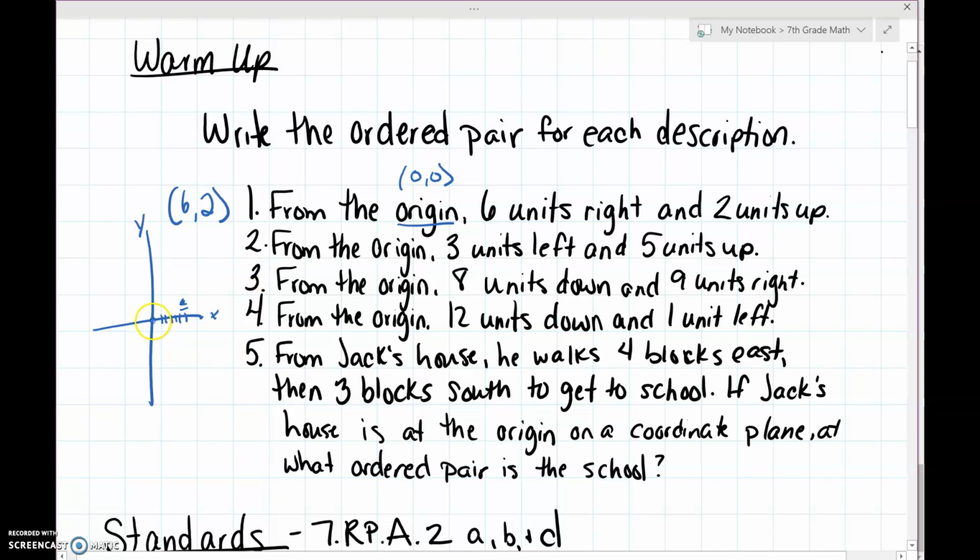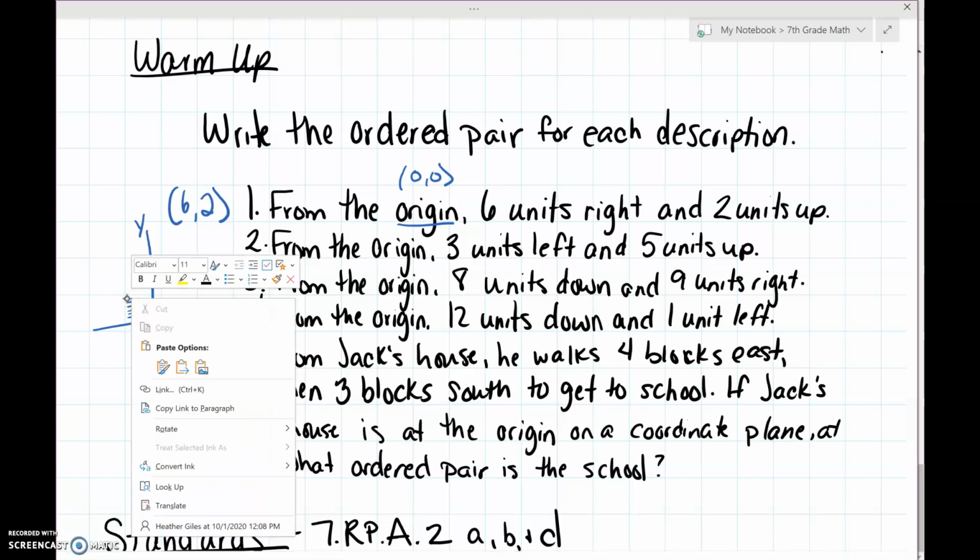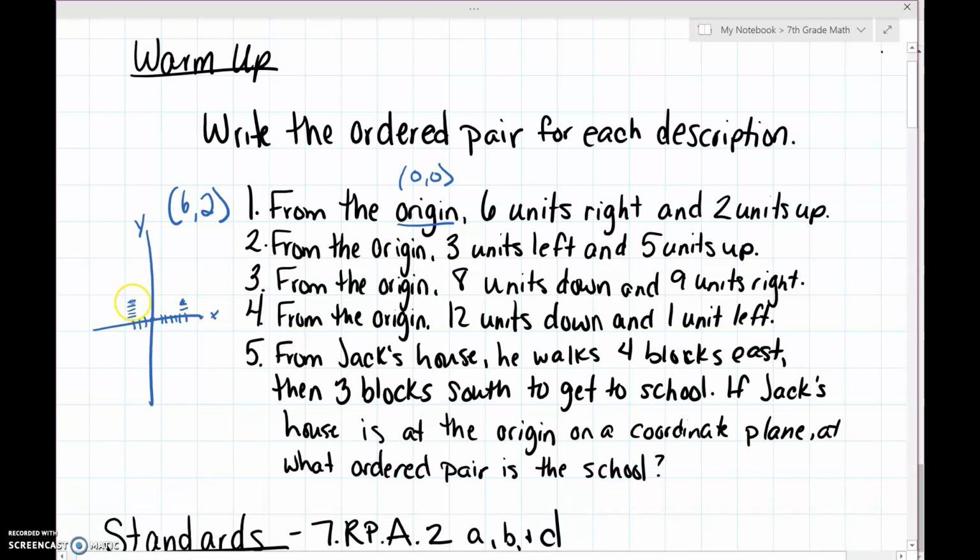My up and down is always second on the y-axis. So going number 2, going back to our origin. 3 units left, so 1, 2, 3. So now we're in the negative numbers and 5 units up. 1, 2, 3, 4, 5. This is not a to-scale graph. It's just an example. So up 5. My point is here. So we said, remember, to the left is negative. Up 5, negative 3, 5.